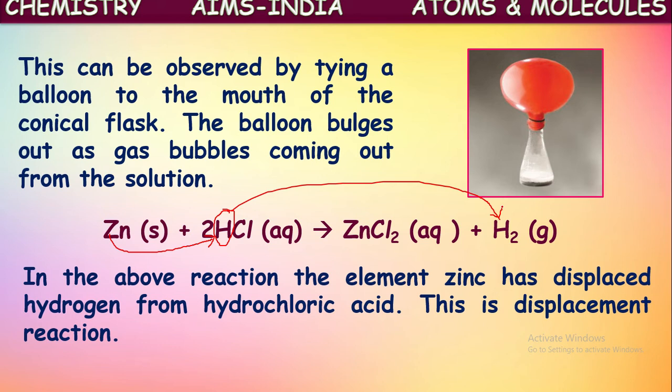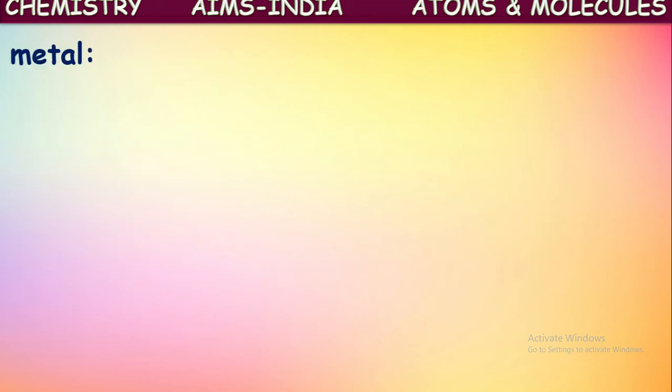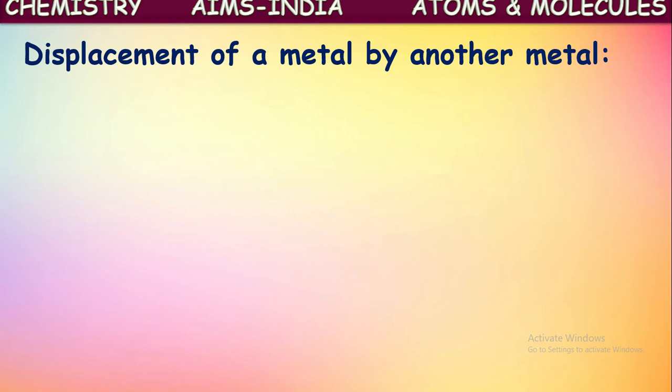So in the above reaction, the element zinc has displaced hydrogen from hydrochloric acid. This is a displacement reaction. Okay. Let us see another example.